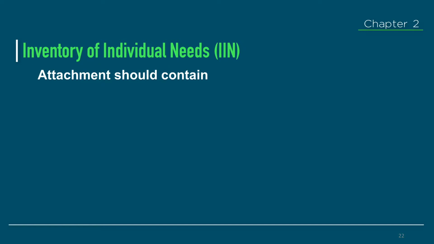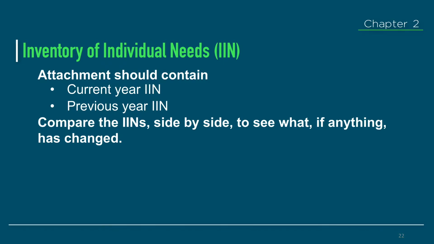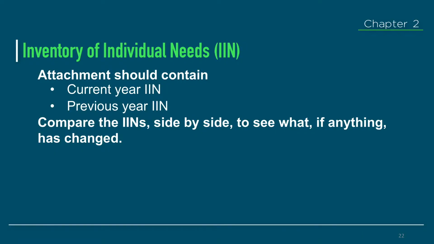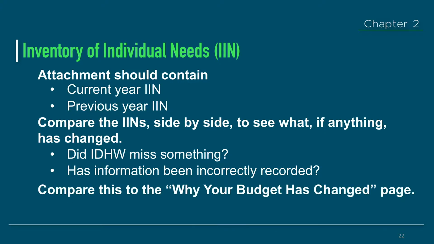The attachment should contain the current year inventory and the previous year inventory. Compare the two inventories when you get them. Put them side by side. See what, if anything, has changed. As I indicated previously, errors in the inventory can translate directly into errors in the budgeting. So you need to check. Did the Department of Health and Welfare miss something? Has information been incorrectly recorded? Has an error been made? Which is usually going to show up if there's been a change from one year to the next. Also compare this document to the Why Your Budget Has Changed page.